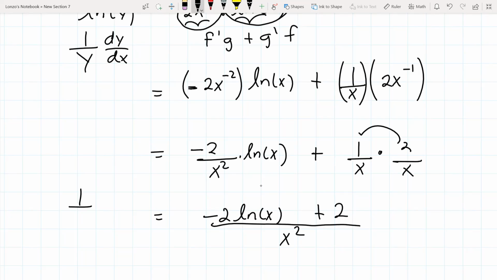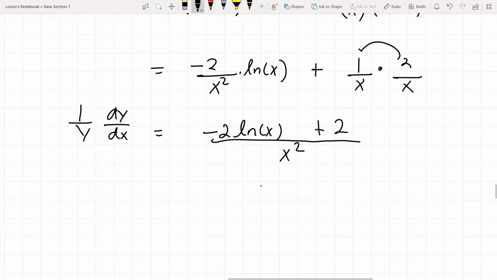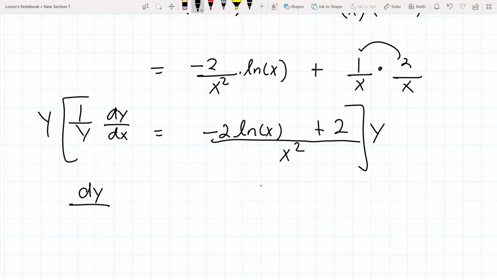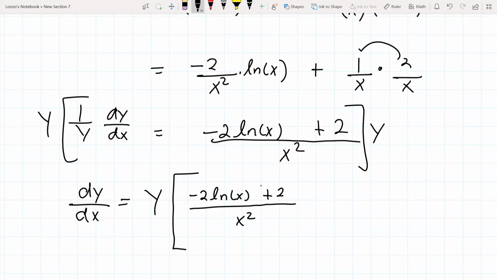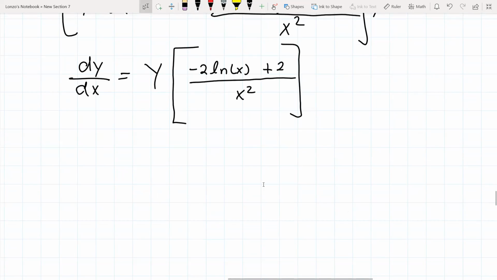So you have 1 over y dy over dx. And then what you can do is get dy over dx by itself by multiplying both sides by y. So you get dy over dx equals y times negative 2 ln of x plus 2 over x squared. And then the last step is replace y with the original function.